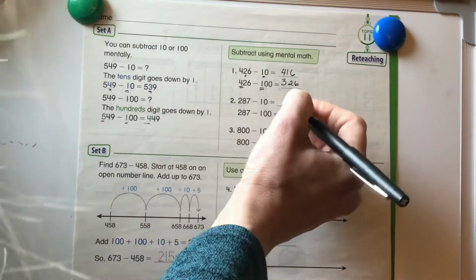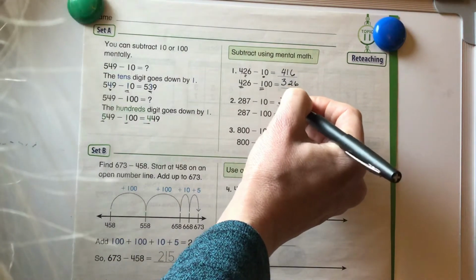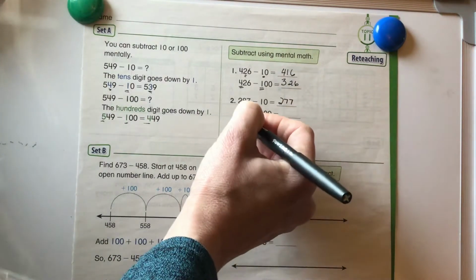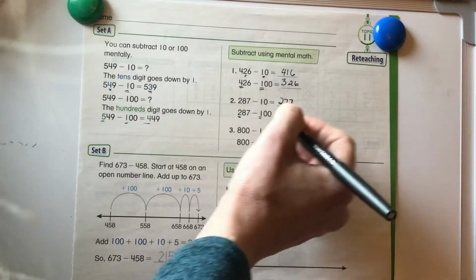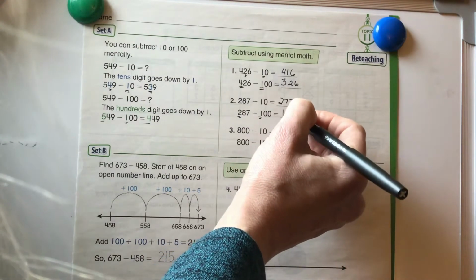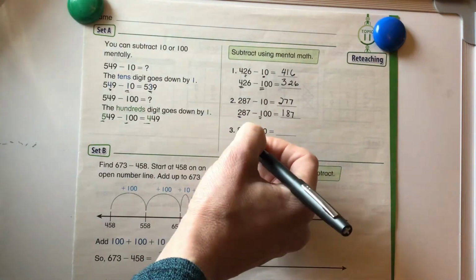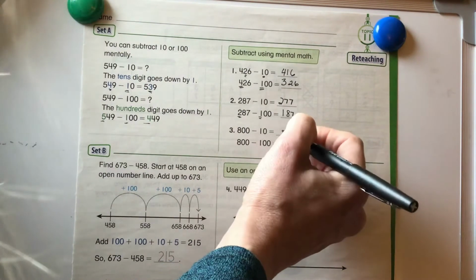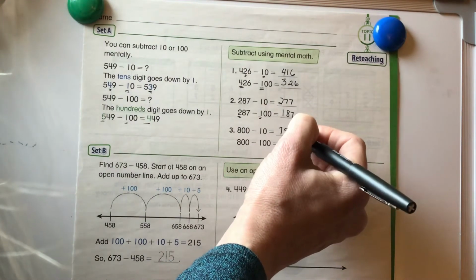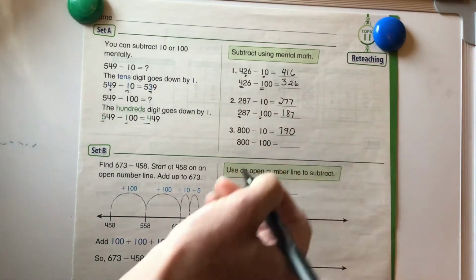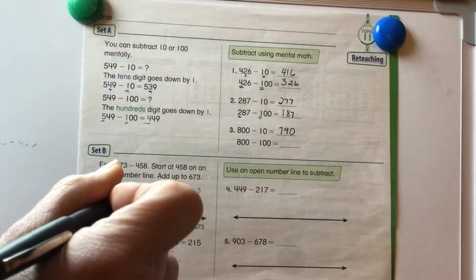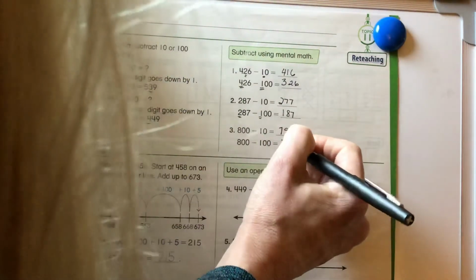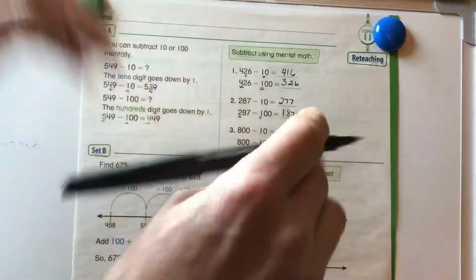287 minus 10 is going to be 277. 287 minus 100 is going to be 187. 800 minus 10 is going to be 790. And 800 minus 100 is going to be 700. Okay, let's look at set B.